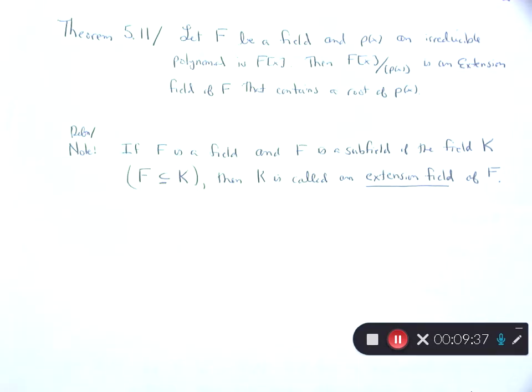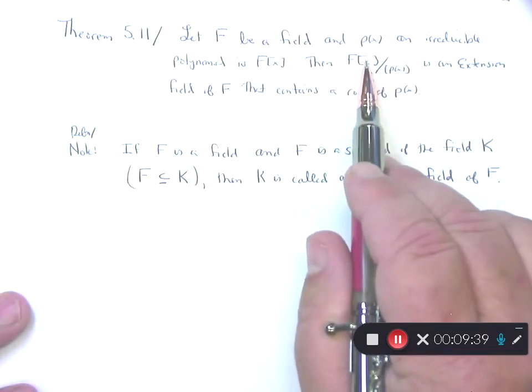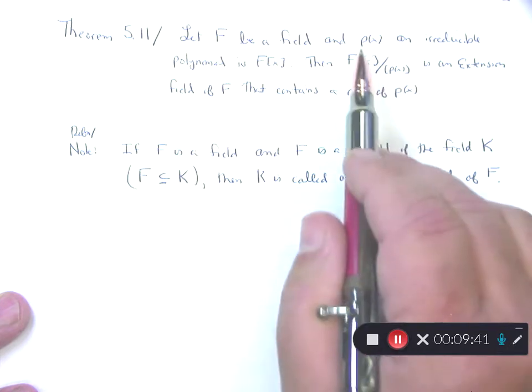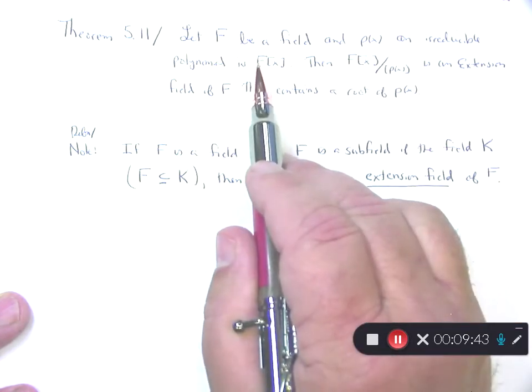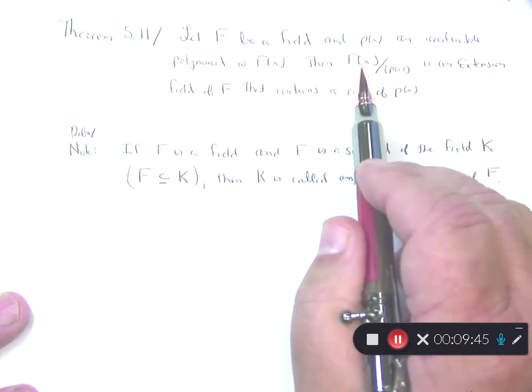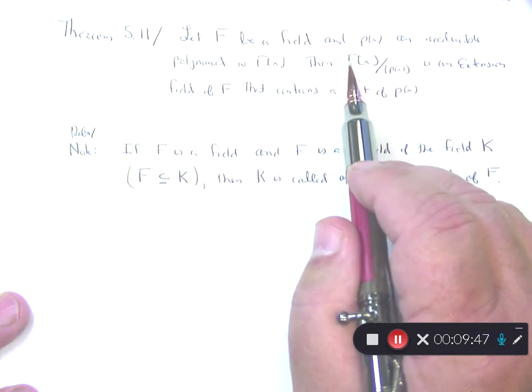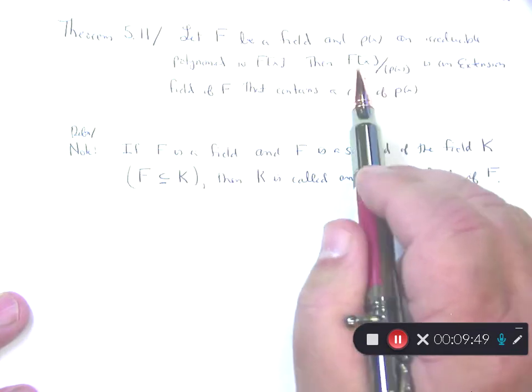So in this world, f adjoined x modded out by p of x actually contains the field f, because you let a be equal to 0 and b be 1 on the ax plus b mod.